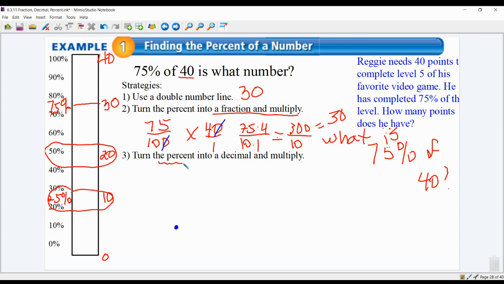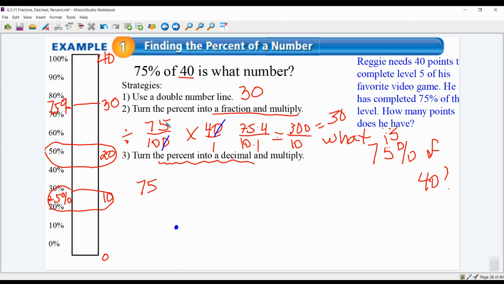Now, maybe you like decimals and you'd rather do the problem with the decimal. So remember what we do. We take the 75%, we get rid of the percent sign. It's like taking this first number and simplifying it right now, dividing, right? This fraction bar means to divide.